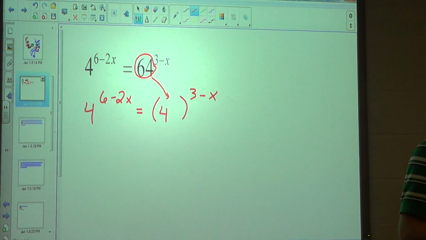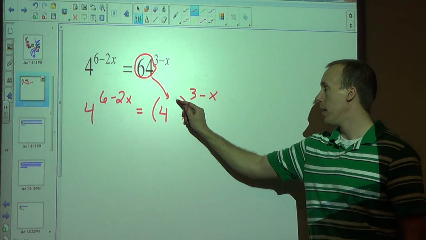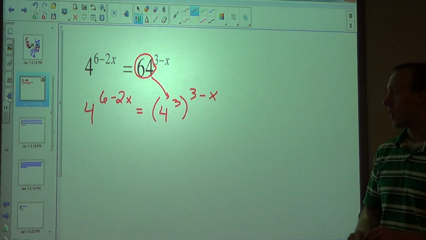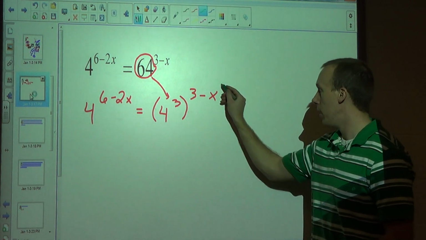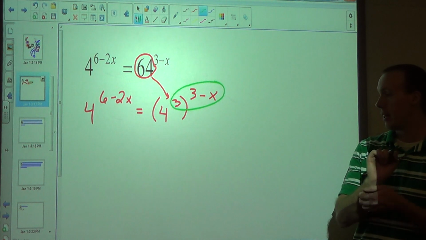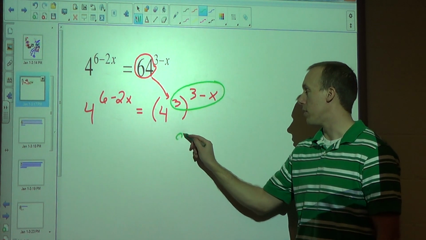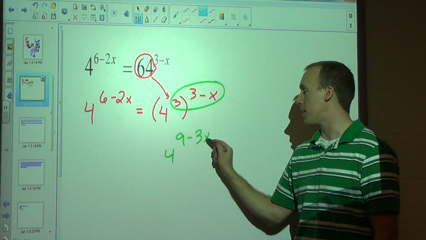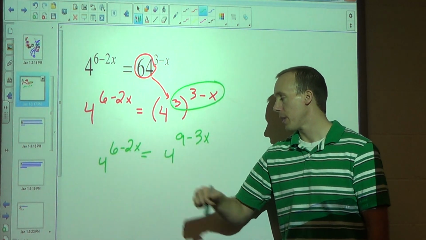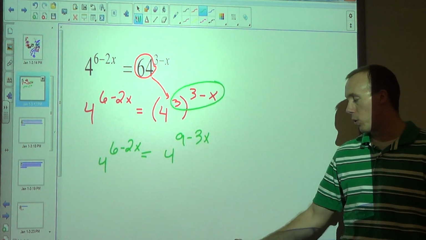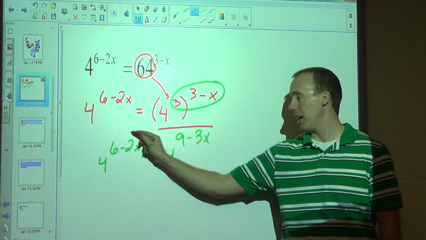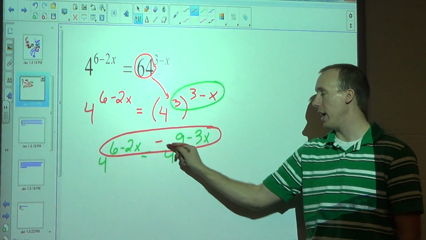Is it 4 to the 3rd power? Yep. Okay. So now I'm here, what would you do to simplify now? Power to a power. So what would that turn into here? 9 minus 3x, and it's 4 to that. And then 4 to this. And what is the rule? If the bases are equal, the exponents have to be equal, so technically you can just rewrite a new equation.